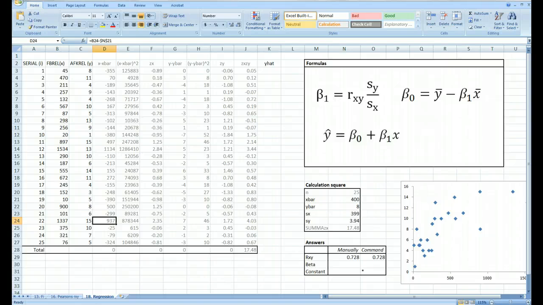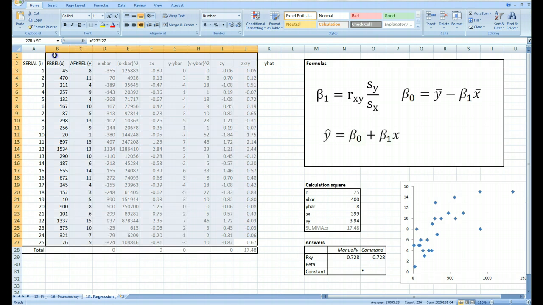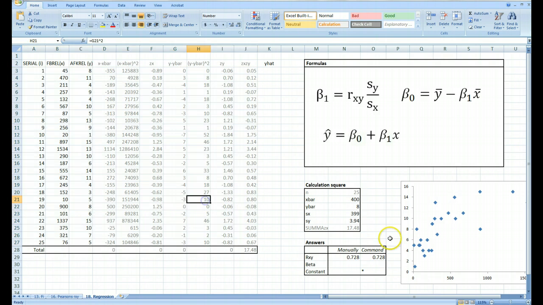Now, regression. To begin with, I'm going to remind you that this data set is in fact the same data set we used in the tutorial about RxY. Now, why is that? Well, RxY is a huge part of regression. You can see it here in the formula, and we use the standard deviation and the means to calculate that, which are also part of our formula.